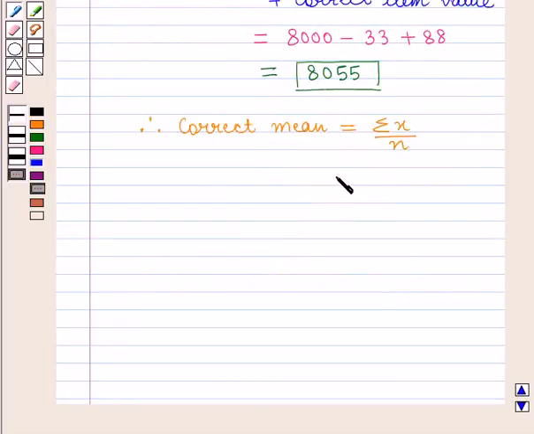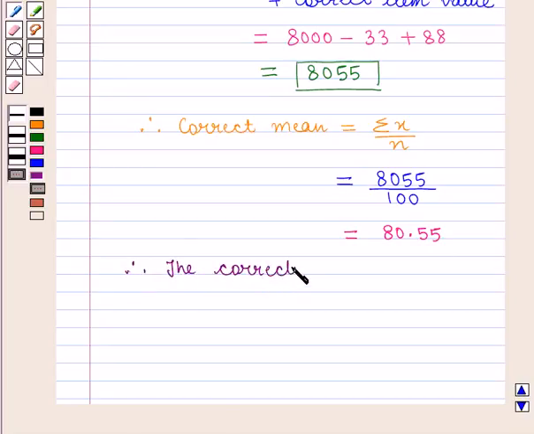Now, our new summation x value is 8055, and value of n is 100. So, the value of correct mean is equal to 80.55. Therefore, the value of corrected mean is given by 80.55, which is our final answer.